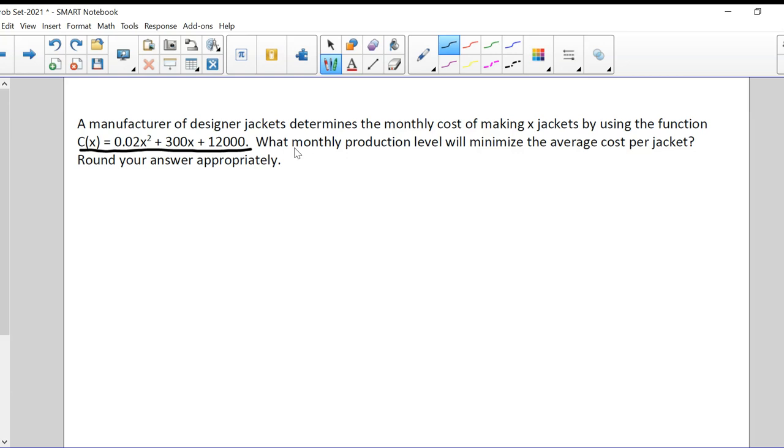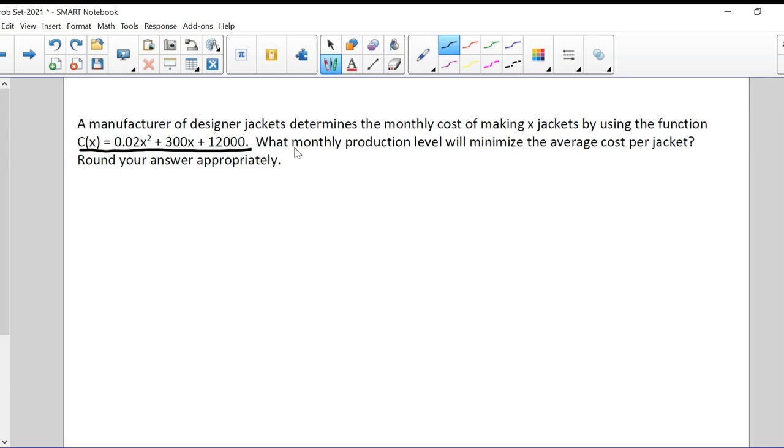But I want to know the average cost, right? What does each jacket at any point in time cost me to make? Is it $20? Is it $50? I'm not talking about the overall cost of making all the jackets. I'm trying to figure out the cost of one jacket.